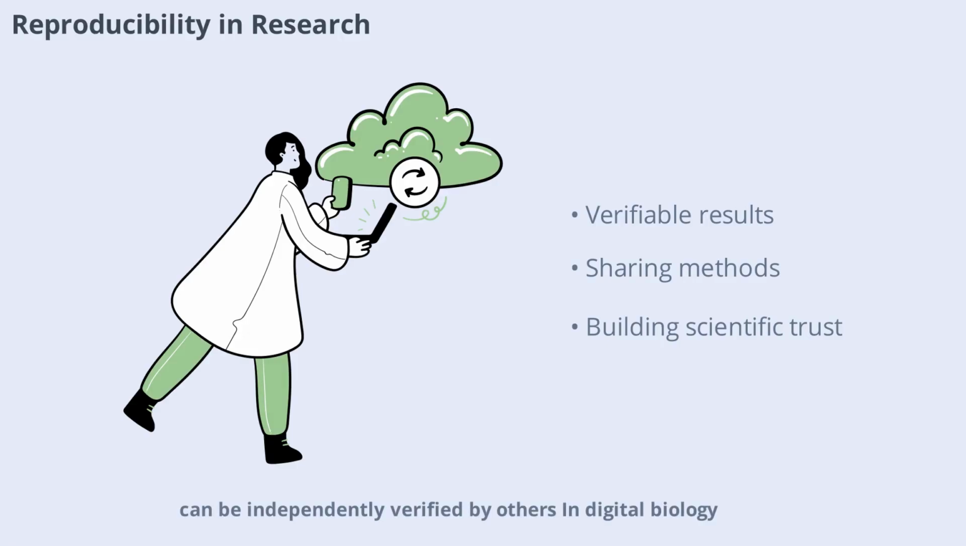In digital biology, reproducibility is essential for building trust and advancing knowledge. Ethical research practices include sharing data and methods so that findings can be tested and confirmed.